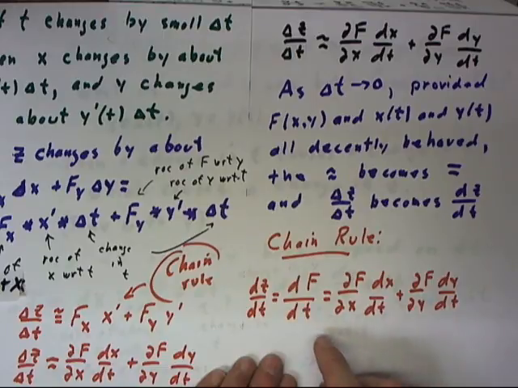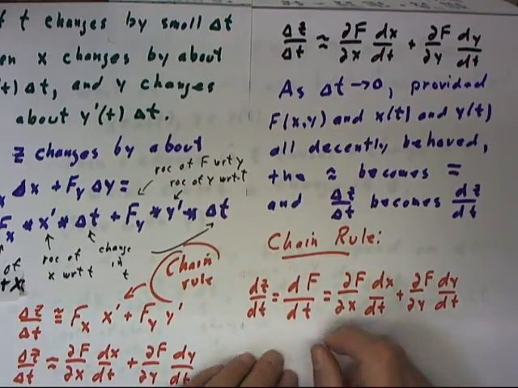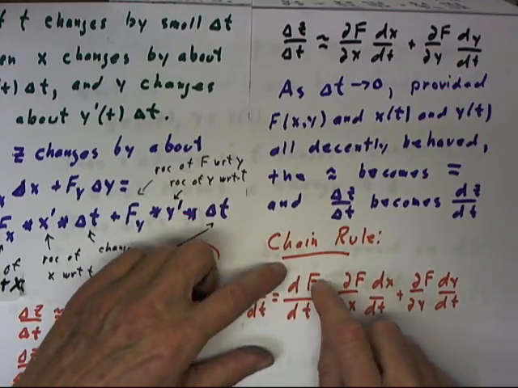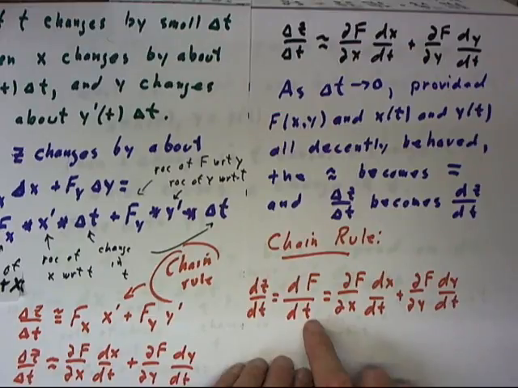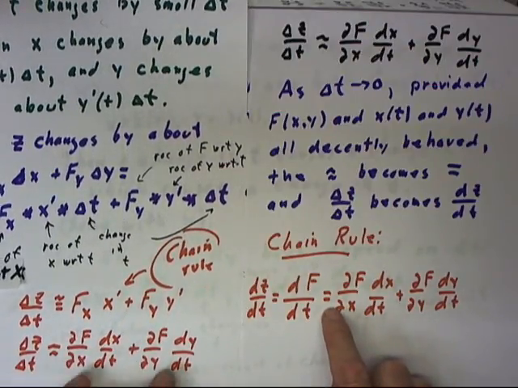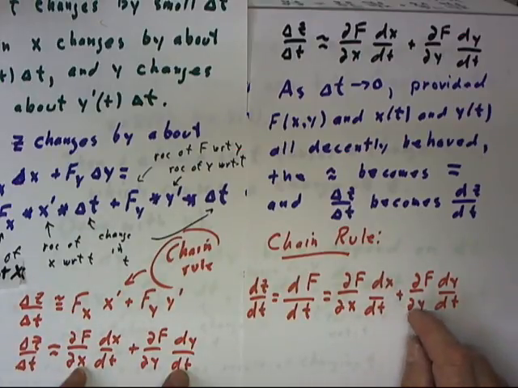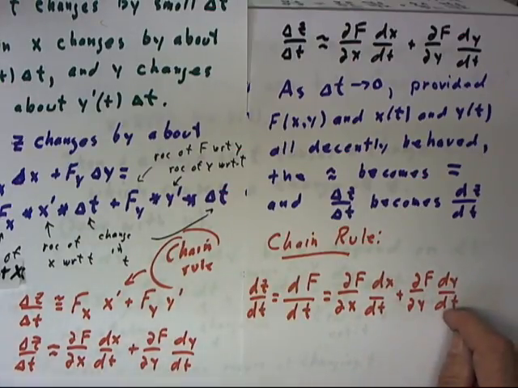dz dt is equal to, well, of course, df dt. We could use either notation. The df dt, or the dz dt, then becomes equal to the expression that we had here: the partial of f with respect to x times dx dt, plus the partial with respect to y times dy dt.